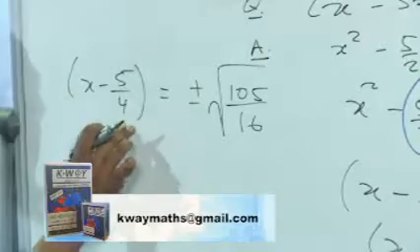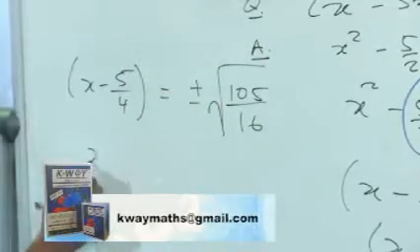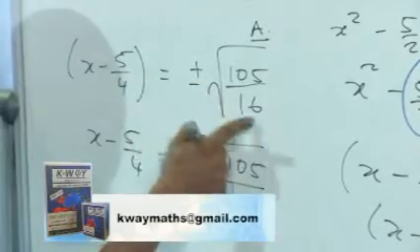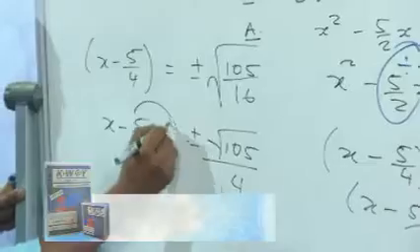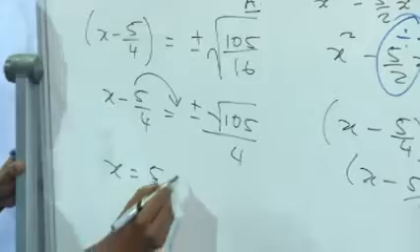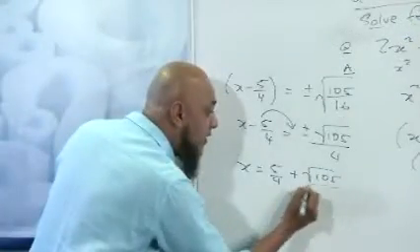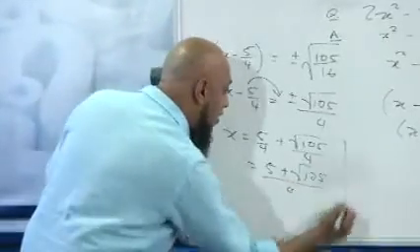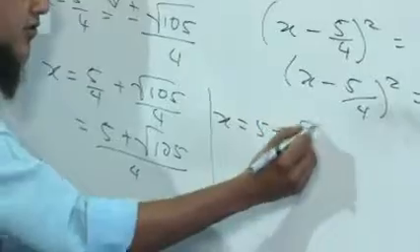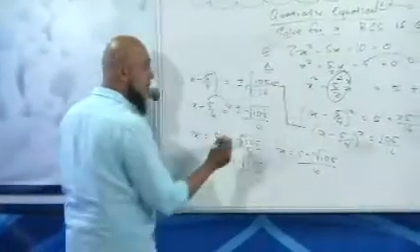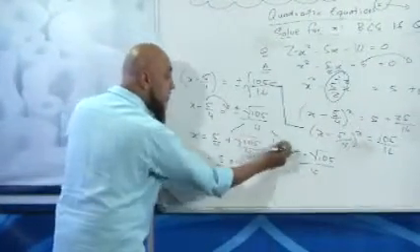x minus 5 over 4, remember we found the square root. So x minus 5 over 4 is equal to plus or minus the square root of 105 over the square root of 16, which is 4. Take this 5 over 4 now on the other side. x is equal to plus 5 over 4 plus or minus the square root of 105 over 4. So this is 5 plus root 105 all over 4. Or your second solution, x is equal to 5 minus the square root of 105 all over 4. Boys and girls, those are your two solutions. Remember, we move from here to here. And these are your two final solutions.